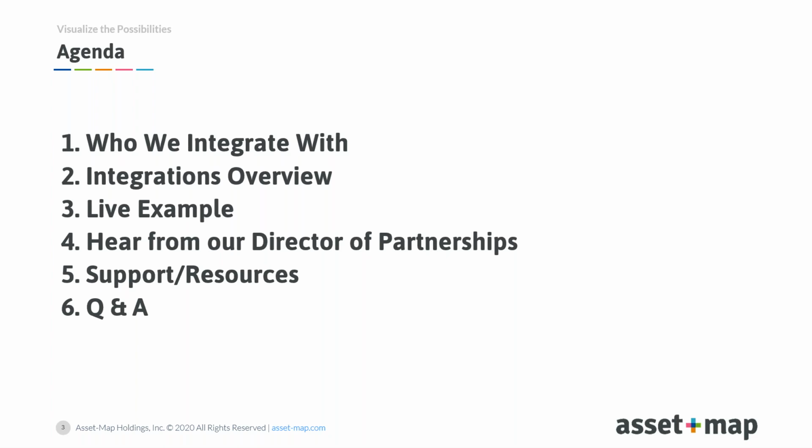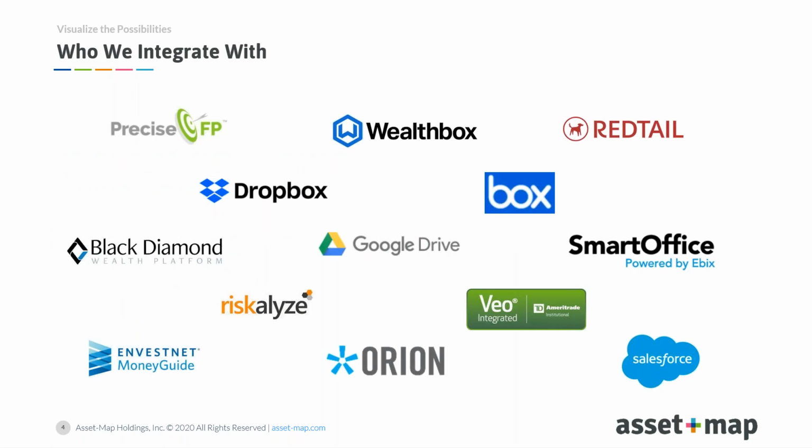All right, so let's begin by starting off with who we integrate with. Here are all of our integration partners that we have listed out. A few of our integrations are in beta testing, such as PreciseFP and Smart Office. If you don't have access to those yet, that's because they are in beta testing. And then we also have a customized Salesforce integration with our largest enterprise. Just keep in mind that if you are part of our large enterprise, you may only have specific integrations available to you, but I think it's important that we mention that overall.